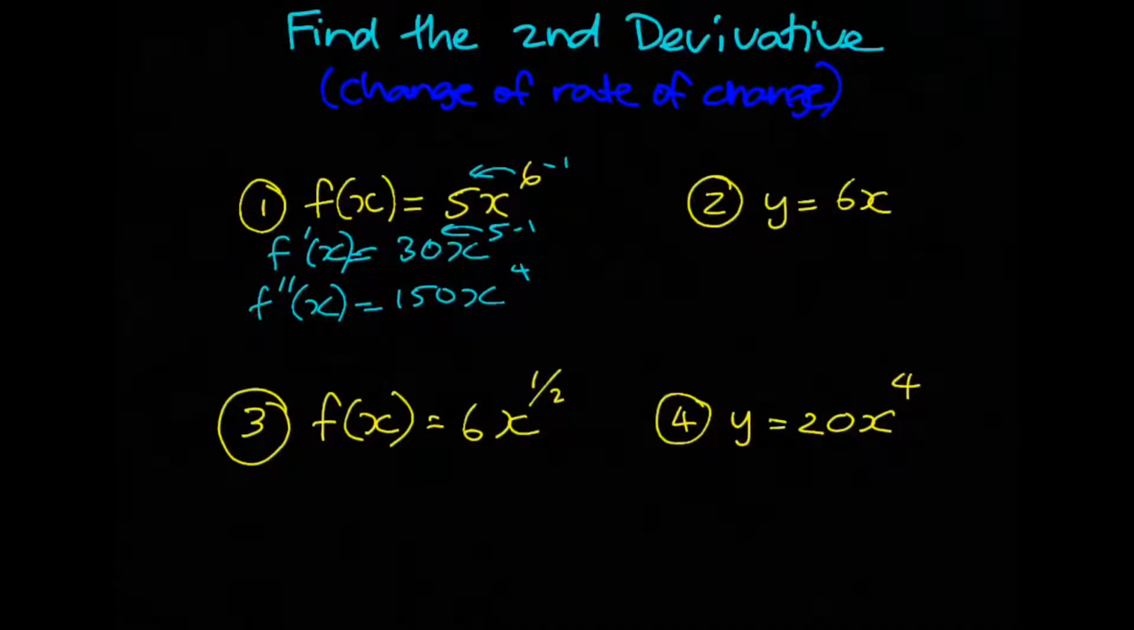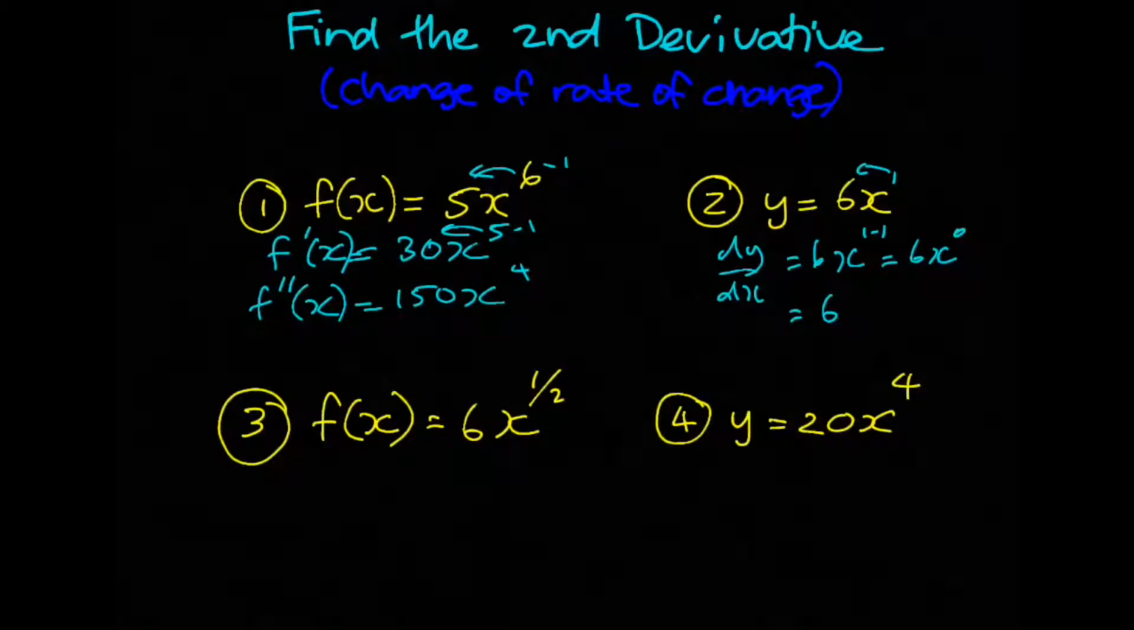Now looking at part 2, this is like saying 6x to the 1 comes down the front, so dy on dx is equal to 6 ones, 6x to the 1 minus 1 equals 6x to the 0, which is just like saying 6, because anything to the 0 is 1. So d squared y on dx squared is equal to 0 because 6 is a constant.